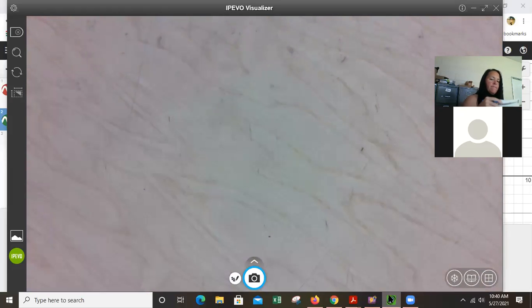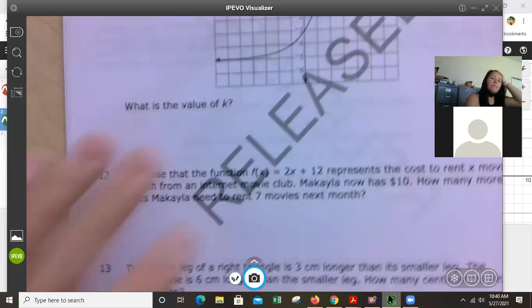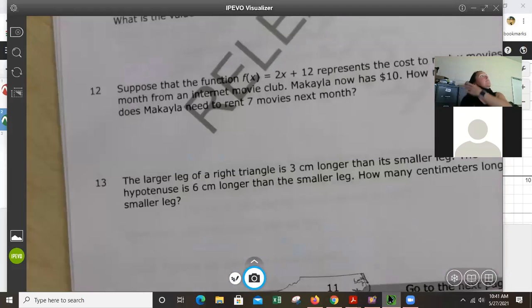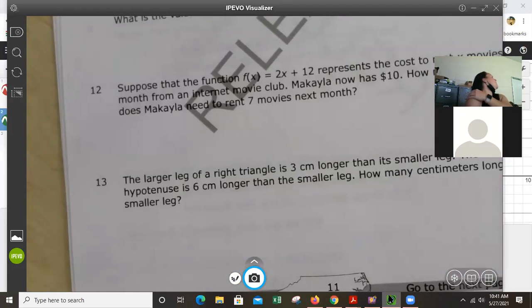Look at 13. Also calculator inactive. It's 11:15. We're having a fire drill. So we'll definitely be done by then. Just throwing that out there. All right, look at 13.